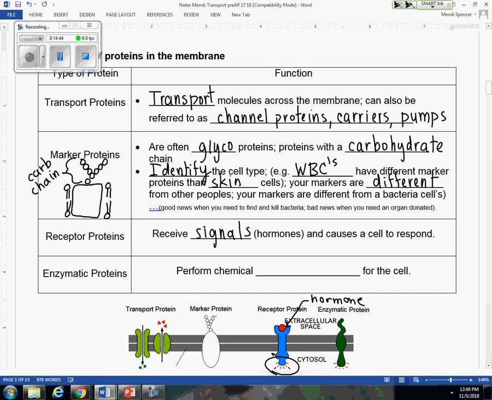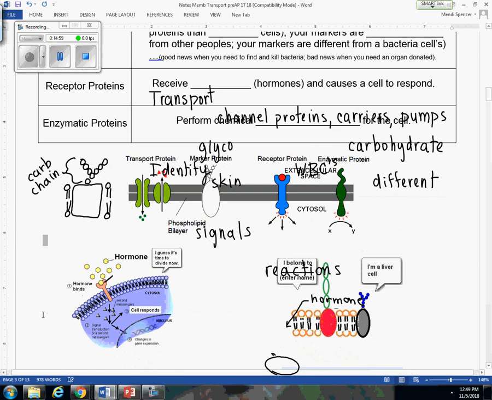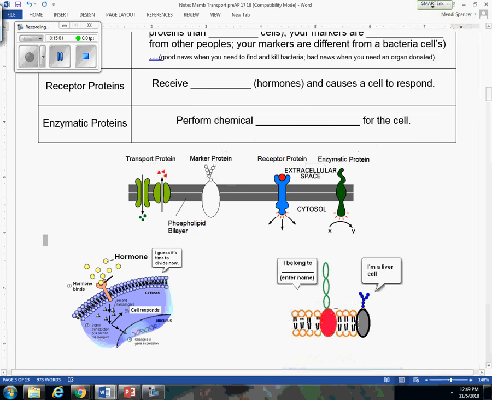And then we've already talked about enzymatic proteins. Remember, enzymes perform chemical reactions for the cell. Now, you can have enzymes in the cytoplasm doing reactions for you, but you can also have enzymes that are embedded in a membrane. So they're not moving around. They're staying in a membrane.